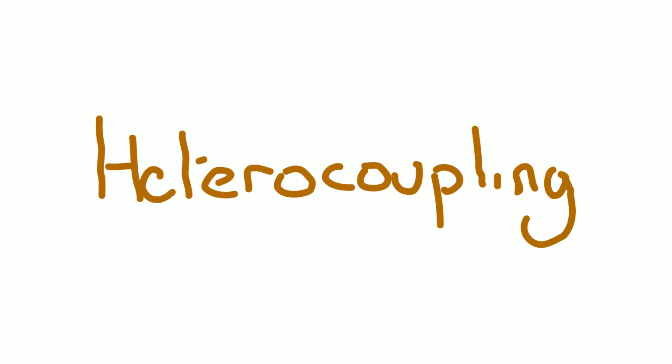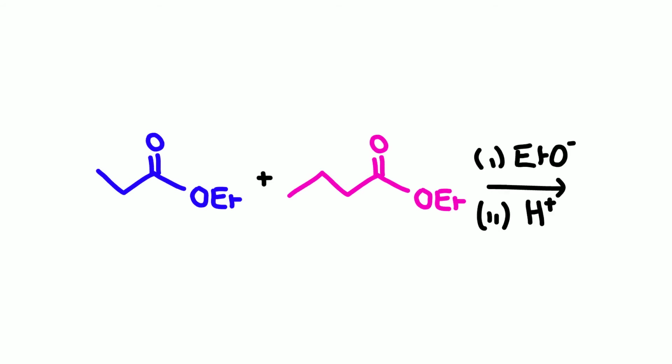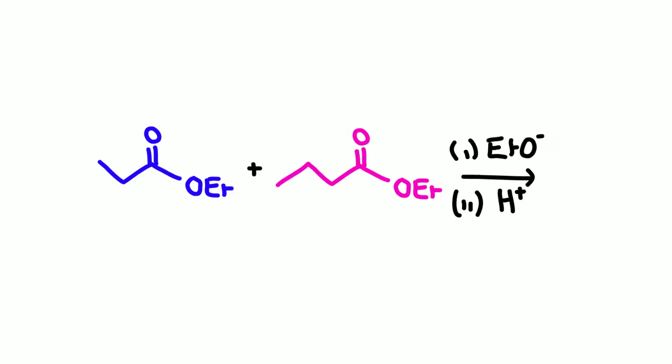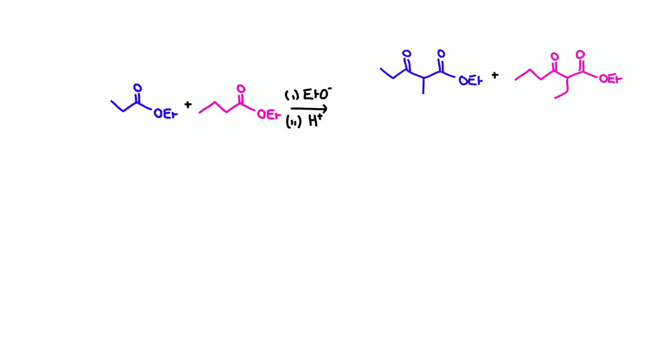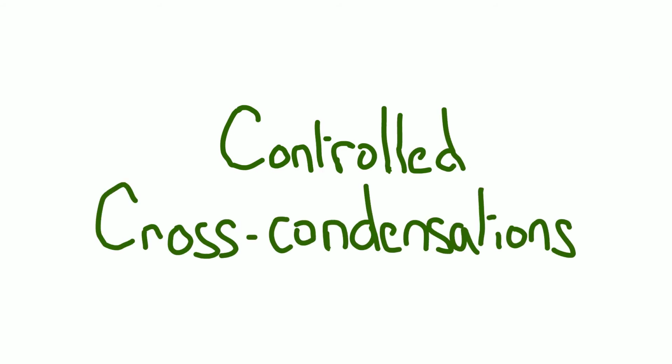Heterocoupling between two different esters is useful for some combinations, but only some. If both esters are enolizable, then 4 different products may form, and the reaction is so unselective that it's virtually useless. Heterocouplings are useful, however, if one of the esters is non-enolizable.